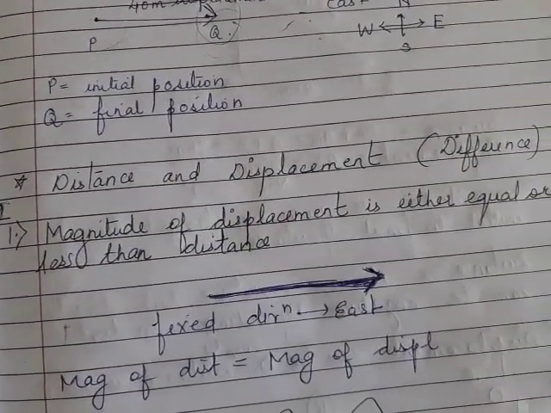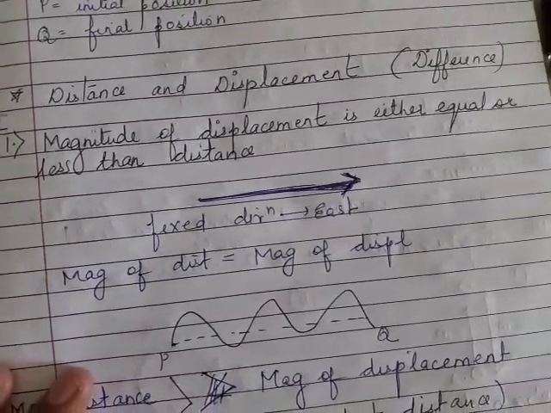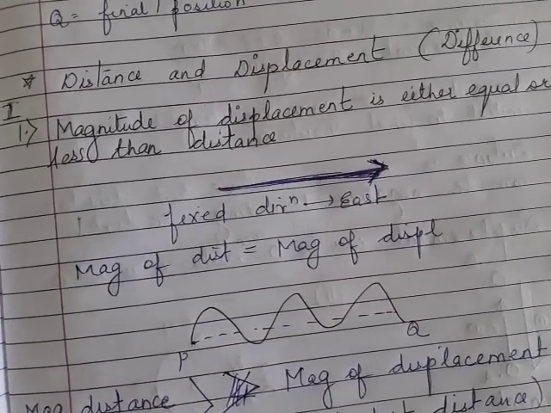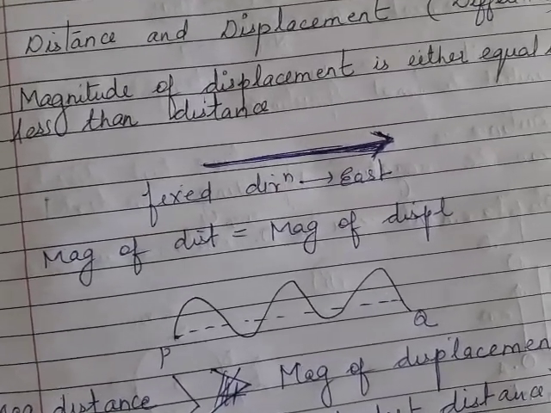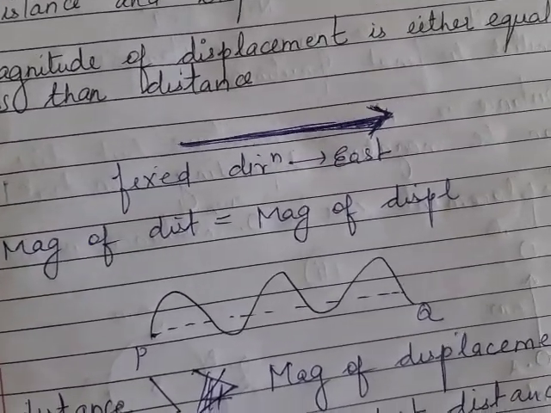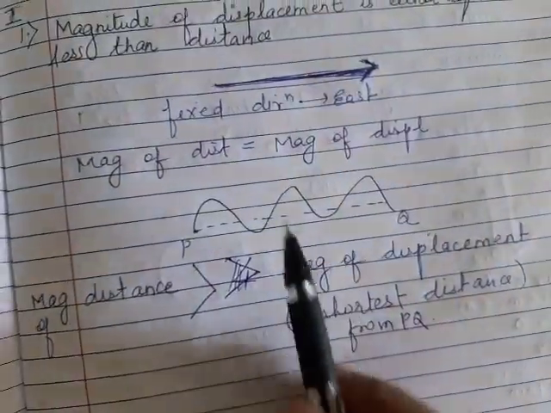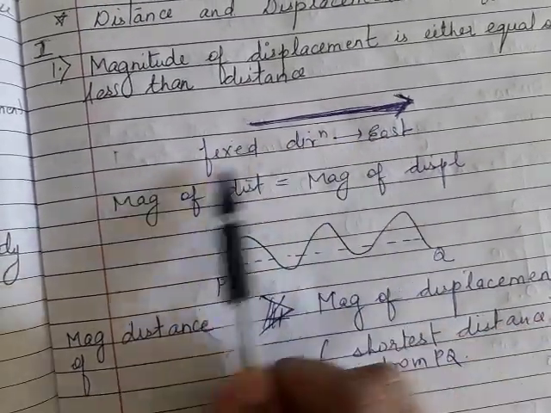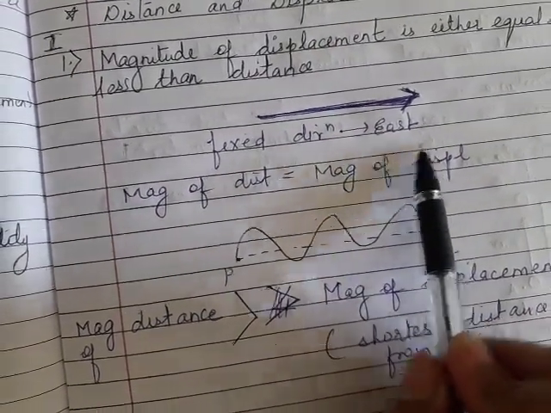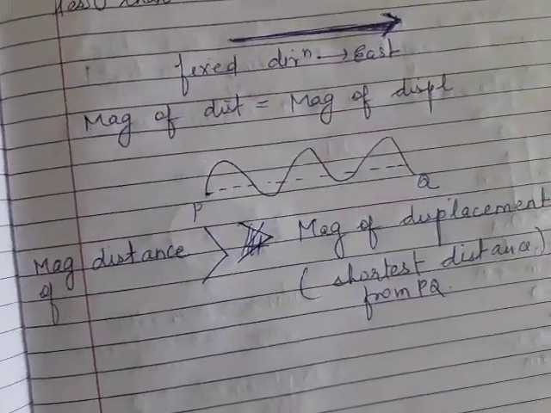Now let us see the differences between distance and displacement. First point: the magnitude of displacement is either equal to or less than the distance. Displacement can never be greater than the distance traveled by the body. First, there is a fixed direction. In the example, 40 meters covered towards the east gave a fixed direction, so the magnitude of distance is equal to the magnitude of displacement, since it covers 40 meters.